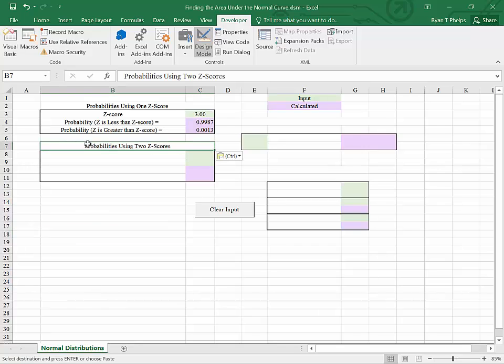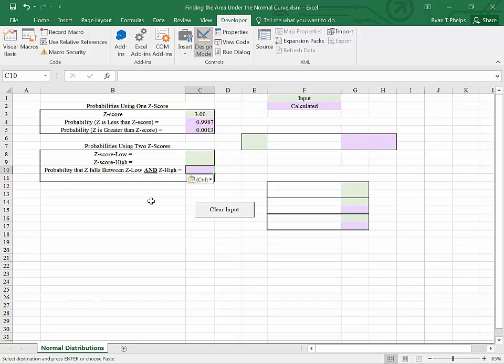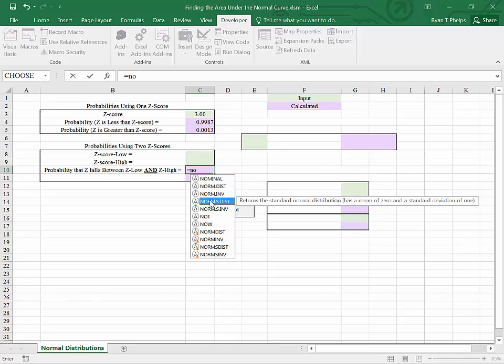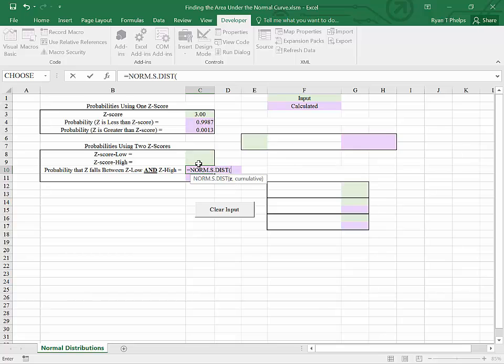To begin, we'll label this second group probabilities using two z-scores. We will throw in here labels for two z-scores, z-score low and z-score high. And we will start by looking at calculating the probability between z-low and z-high. As we saw in the video, in order to do this, we need to find first the larger of the two areas, that is the probability to the left of z-high. And as we did above, we will type norm.s.dist, and we're looking again for the area to the left of z-high, that is the larger of the two areas. After your comma, indicate that you want the cumulative distribution, or the area to the left of z-high. Closing out your parentheses, we now have that larger of the two areas.